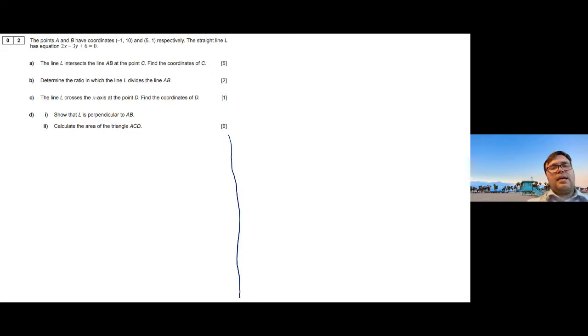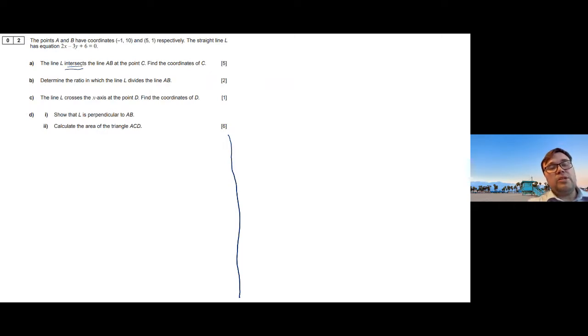The phrase "intersects" there hopefully reminds you of straight line graphs, or even curves, to be honest with you, and the way that they would intersect would be simultaneous equations. But to do that, I need to have 2 equations. I've got one, L, and I know A, B are 2 points. So if I was to join them up by a straight line, I could work out the equation of that as well, giving me 2 equations, and then if I solve them simultaneously, I would be able to find the point C where they cross. So that's what I'm going to do.